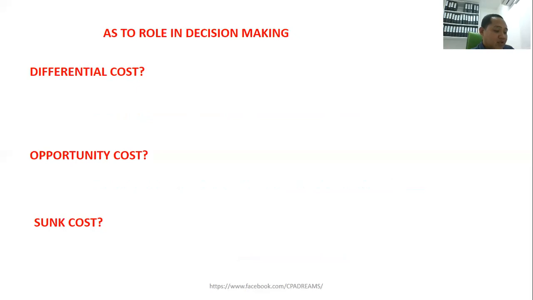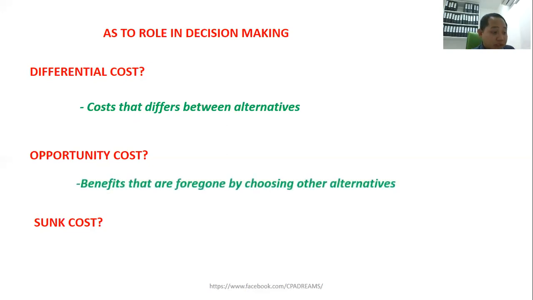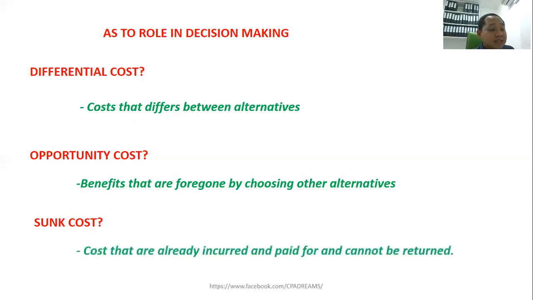Then, as to role in decision making. Okay, so this is the last classification or type. Differential, this is the cost that differs between alternatives. So you have a choice, buy or make. Okay, meron kang opportunity cost. This is the benefits that are foregone by choosing other alternatives. So, okay, mamimili. Pag pinili mo yung isang alternative na to, ano yung mawawala? Okay? Then, sunk costs. These are the costs that are already incurred and paid for and cannot be returned. So, this is sometimes called past costs already. So, you cannot change it.